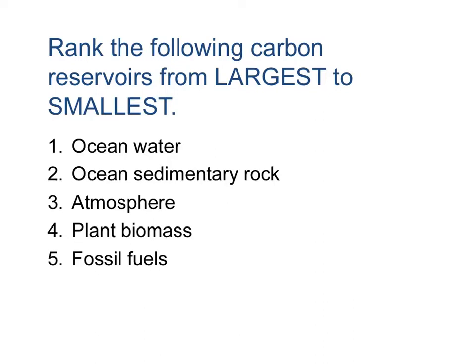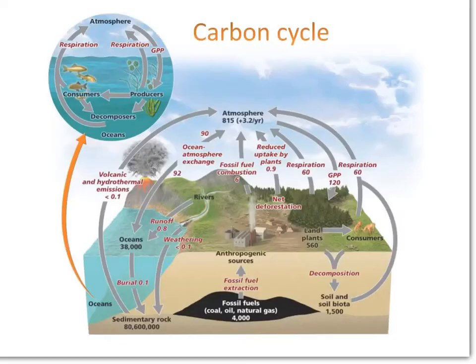Okay, welcome back. Let's see how you did. So number 1 is ocean sedimentary rock. And number 2 is ocean water. And then we have fossil fuels. And then 4, atmosphere. And finally, plants, biomass. So let's take a look at that in this diagram here.